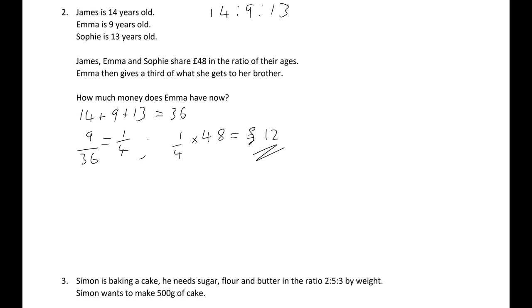Right, that is the setup of the beginning of this. Okay, now Emma gives a third of what she gets to her brother. So we've worked out how much she gets. She's giving 1/3 to her brother, so she's going to keep 2/3. So 2/3 of 12 equals £8. And there we go. That's it. That's done. Okay. So, third section.